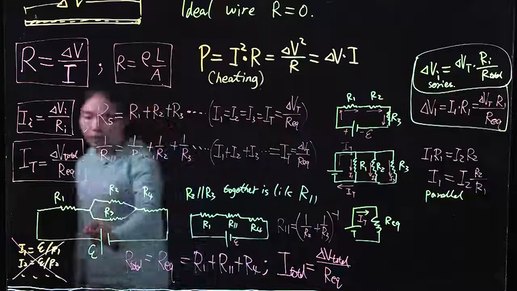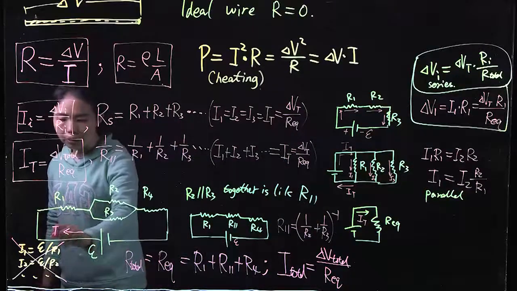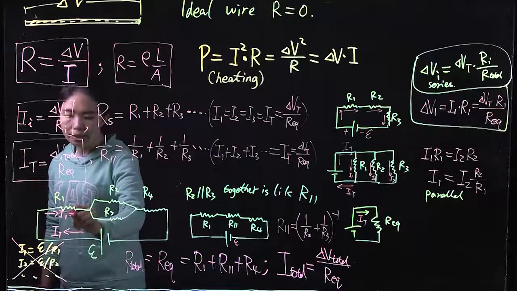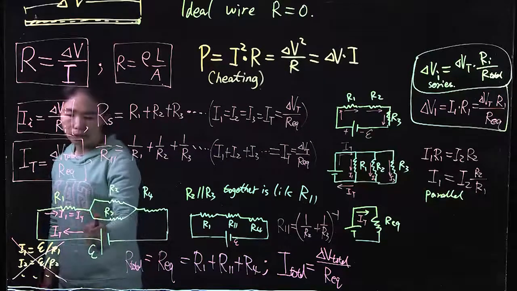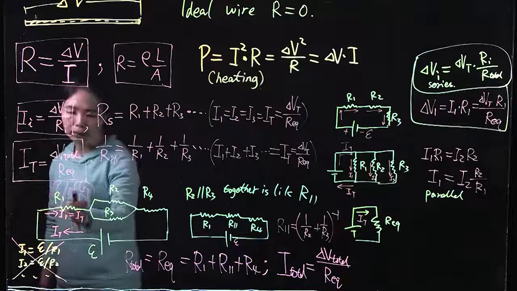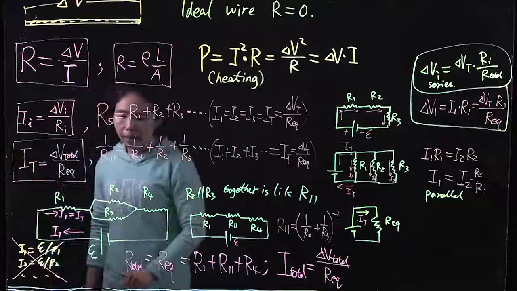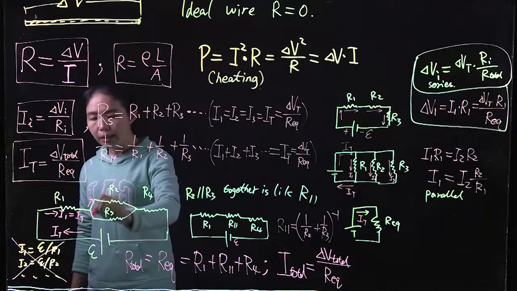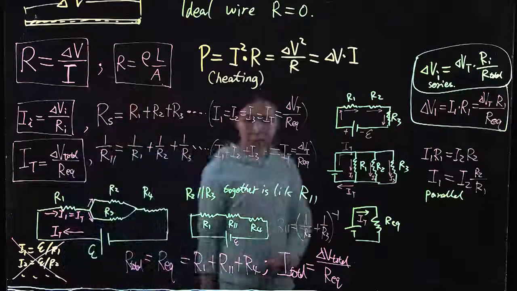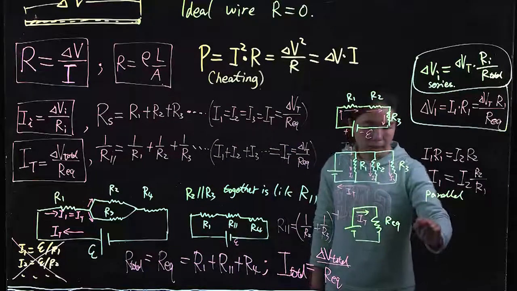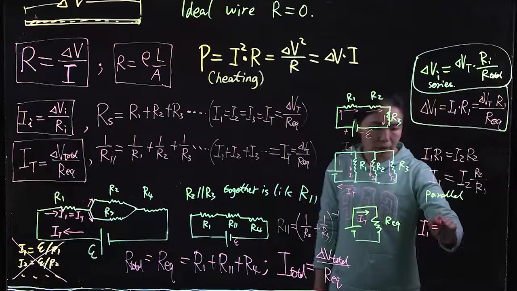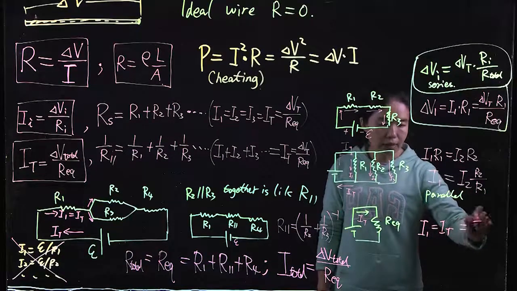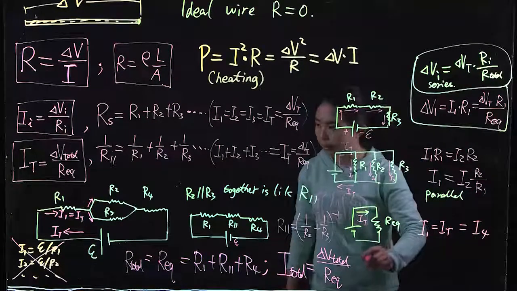Let's see. We have a current coming out. This is I total. And I total keeps going. I1 is equal to I total because everything goes through R1. And what happens? It gets split into two parts. So I have another equation which says I1 equals I total, which we already figured out, and also equals I4. We're going to talk about that later.